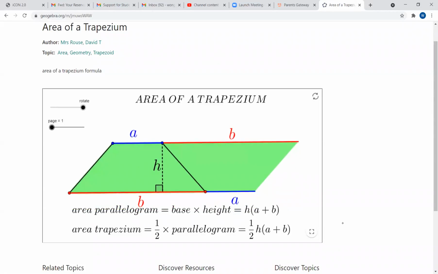This parallelogram, you know the area, isn't it? Base times perpendicular height for the parallelogram. Base times perpendicular height. What is the base of this huge parallelogram? Is it A? Or is it just B? A? A plus B?